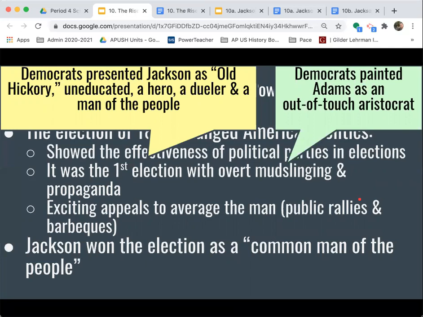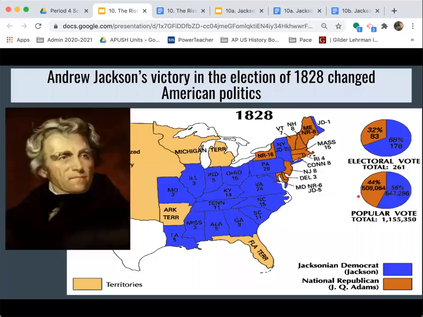But look at this election map. Jackson wins overwhelmingly, right? 68% of the electoral vote goes for him. This time there's no doubt. This time the House of Representatives doesn't have to decide because Jackson has won overwhelmingly, and Jackson becomes the next president of the United States, making John Quincy Adams a one-term president, just like his dad.